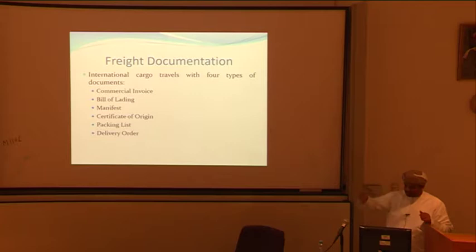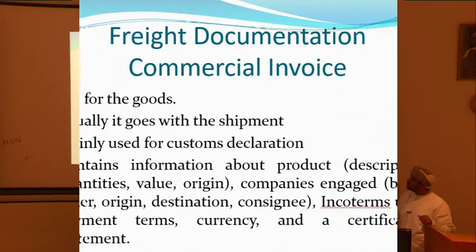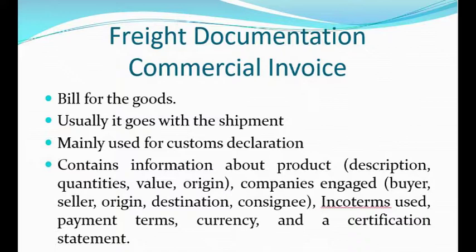What does it mean? It's the commercial invoice. It is the bill for the goods. The commercial invoice is the official document that is used by customs for calculating the customs. It shows the amount that has been paid over the shipment, so it shows the details of the money part. Usually it goes with the shipment or it is sent by banks to the other bank. We'll talk about this one.